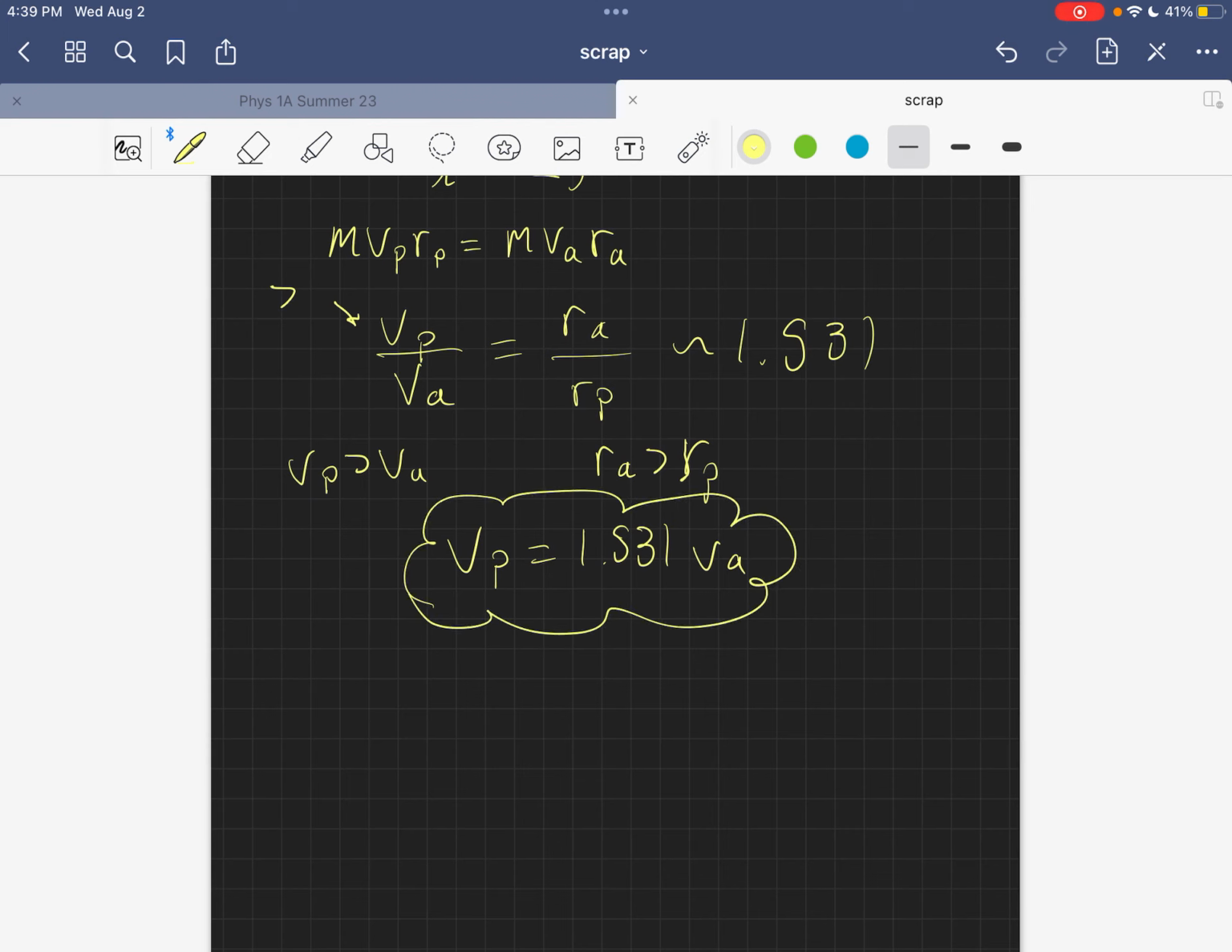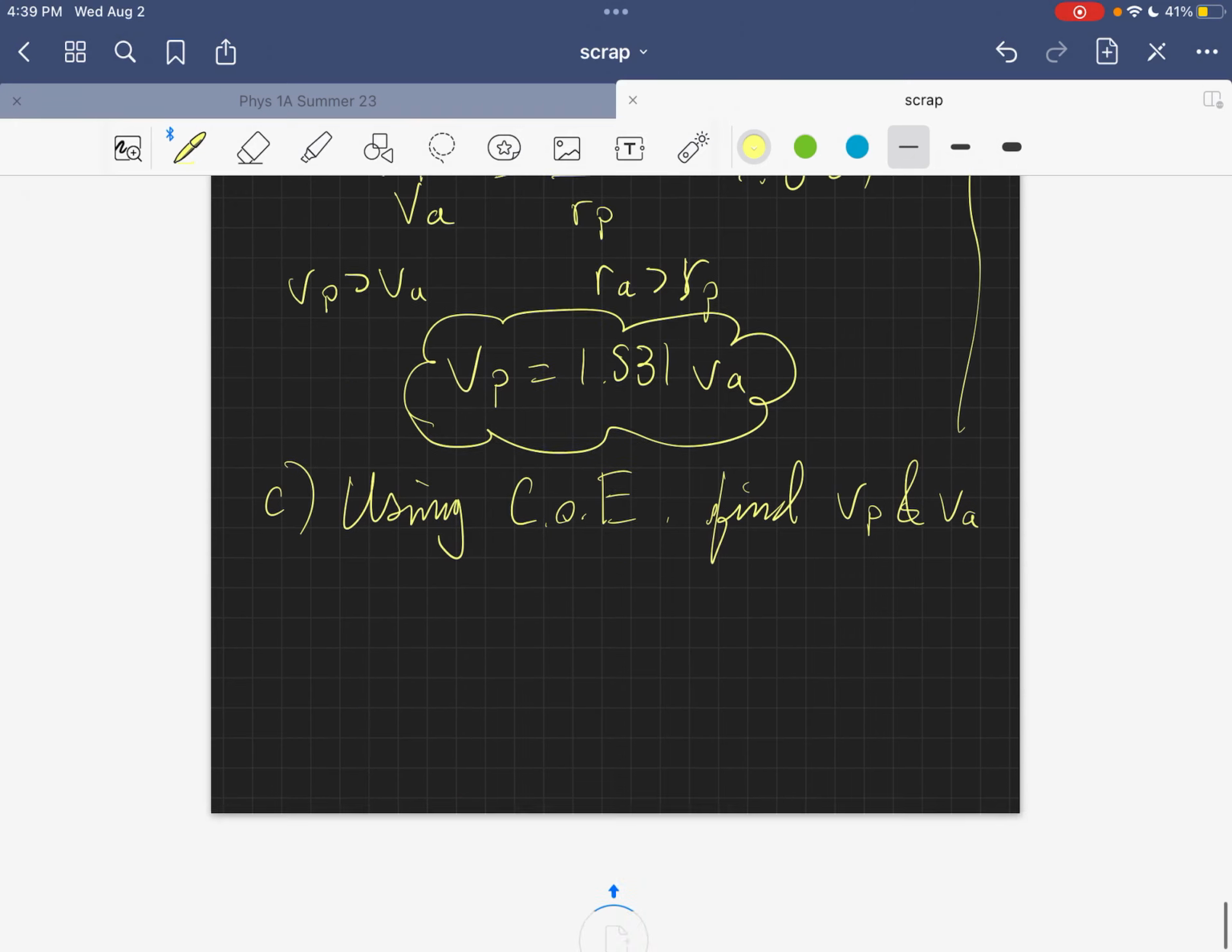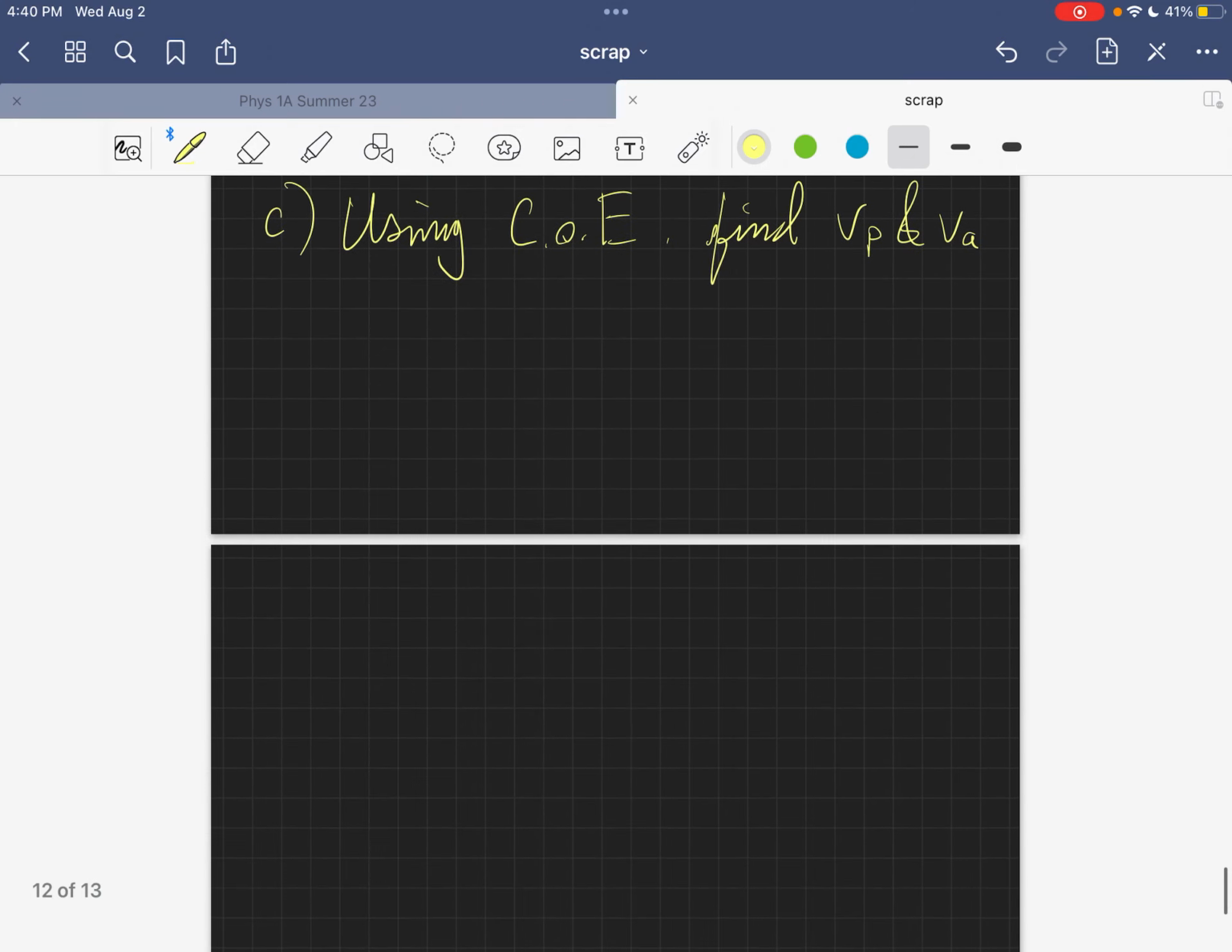You can find it another way if you want, but it's just easier if we just keep this in mind for part C. So for part C, it says, using conservation of energy, find the speed at perigee and the speed at apogee. So now, instead of using conservation of angular momentum, we're going to use conservation of energy to find the actual values of VP and VA. All right. So you can do this without even doing this part B. And I'll show you how to do that.